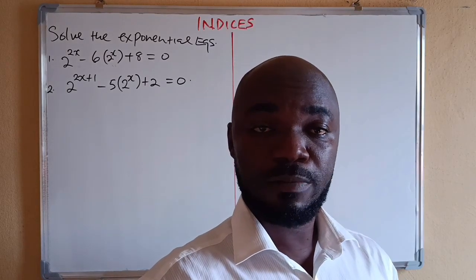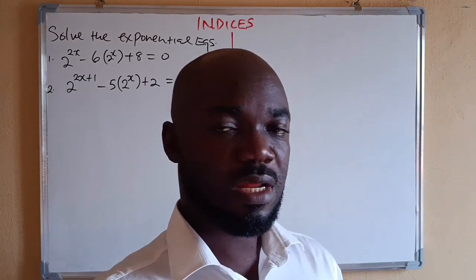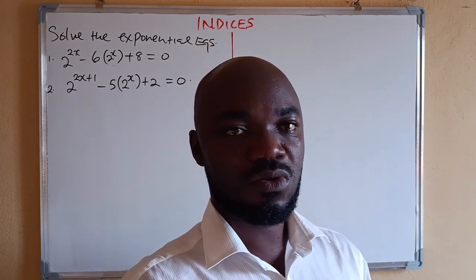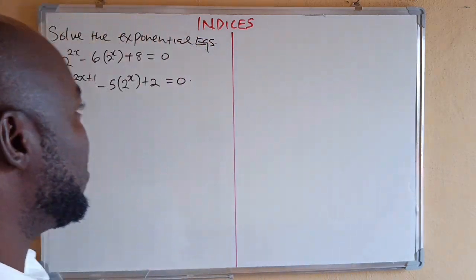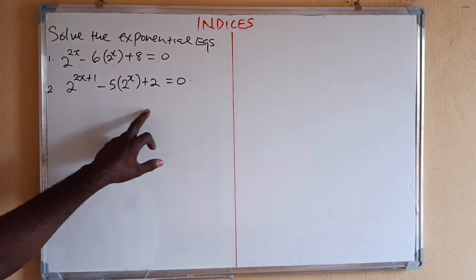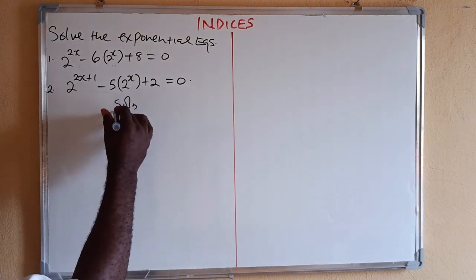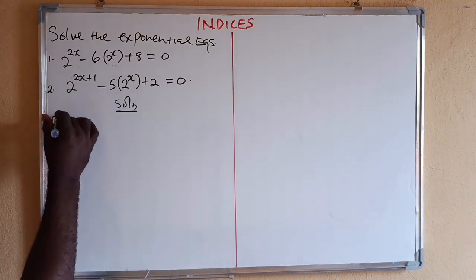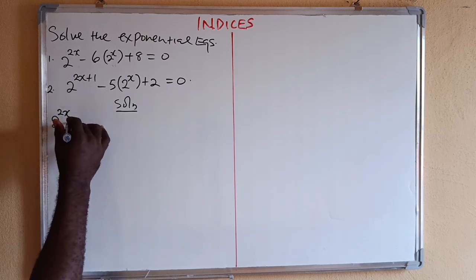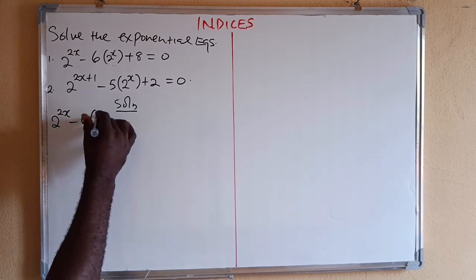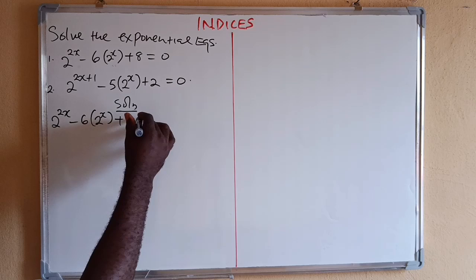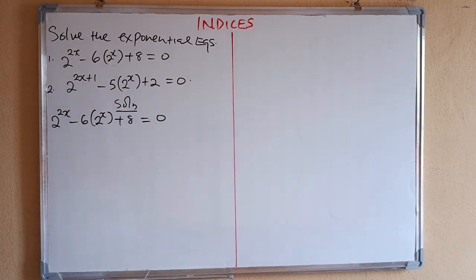Previously, I talked about making a video on exponential equations after discussing indices in detail. So, I want to solve these exponential equations. The first one says 2 to the power of 2x minus 6 times 2 to the power of x plus 8 will give you 0.